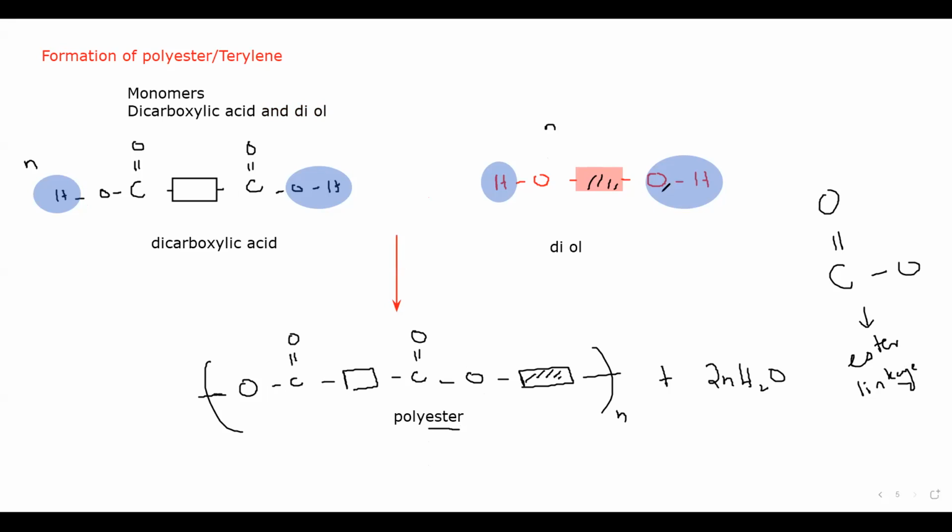Why is OH removed? This OH is reacting with the H of the alcohol, and on the other side the OH of the carboxylic acid is reacting with the H of the alcohol. So they react in this manner, resulting in the formation of a polymer.